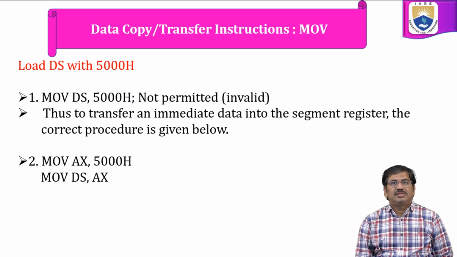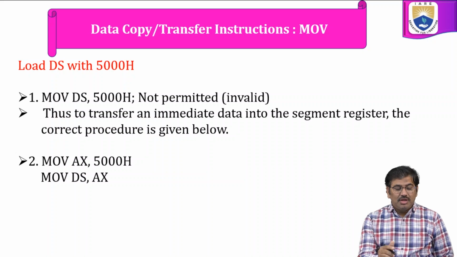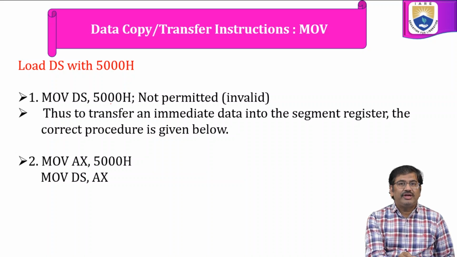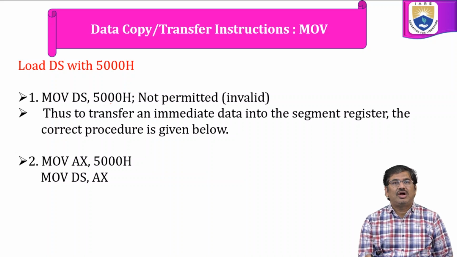Next, the constraint is we can't load the immediate data into any segment register. Either it can be the code segment, data segment, stack segment or extra segment. So MOV DS, 5000H is not permissible. It is invalid because immediate data loading into a segment register is not allowed.